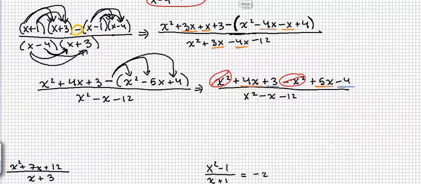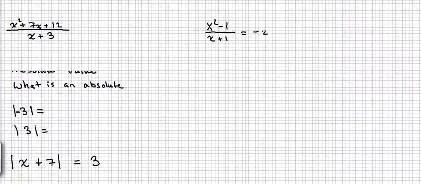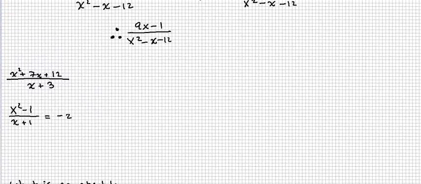So we'll have 9x minus 1 over x squared minus x minus 12. That'll be your final answer there. Okay, I'm going to pause this real quick.